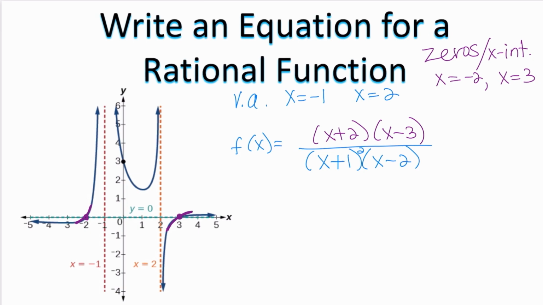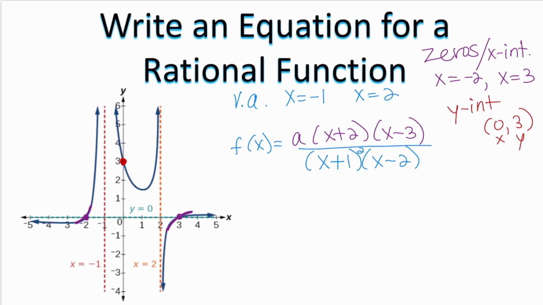And then lastly, the only other thing that we don't know is that it could be multiplied by some factor. We're going to call it a in this case. And in order for us to determine what that a would be, we're going to have to use substitution. And we can substitute any point that we want. The easiest point to substitute is going to be the y-intercept. So the y-intercept here is the point (0, 3). So this is my x, this is my y.